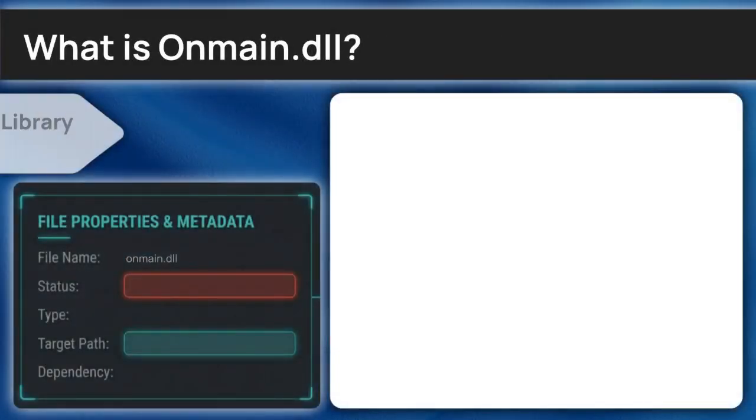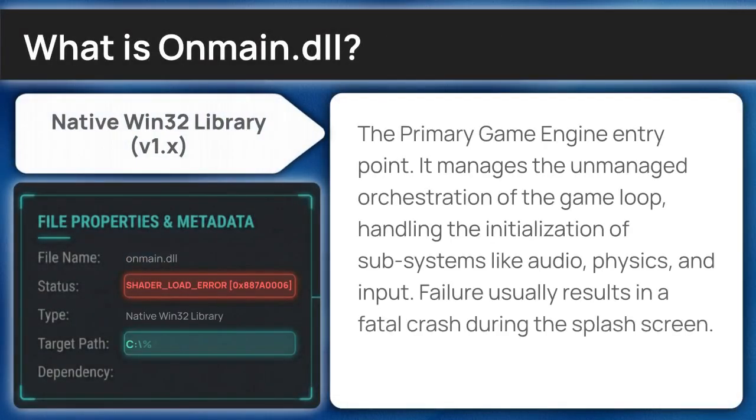This is the Onmain library, the primary game engine entry point. It manages the unmanaged orchestration of the game loop, handling the initialization of subsystems like audio, physics, and input. Failure usually results in a fatal crash during the splash screen.